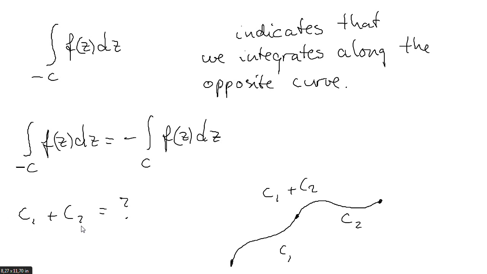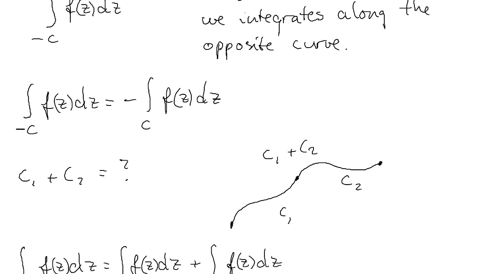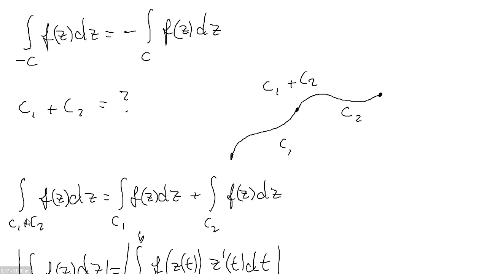This notation is used when we are combining two curves, C1 and C2, and want to integrate along them. Then we write this symbol for the joining of these two curves, and we write this new C in this way, and this means that we integrate over the curve C1 and continue with the integral over C2.